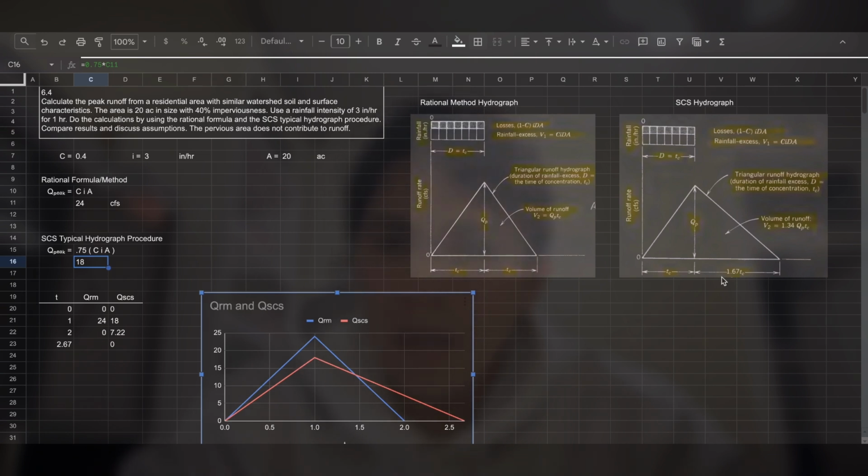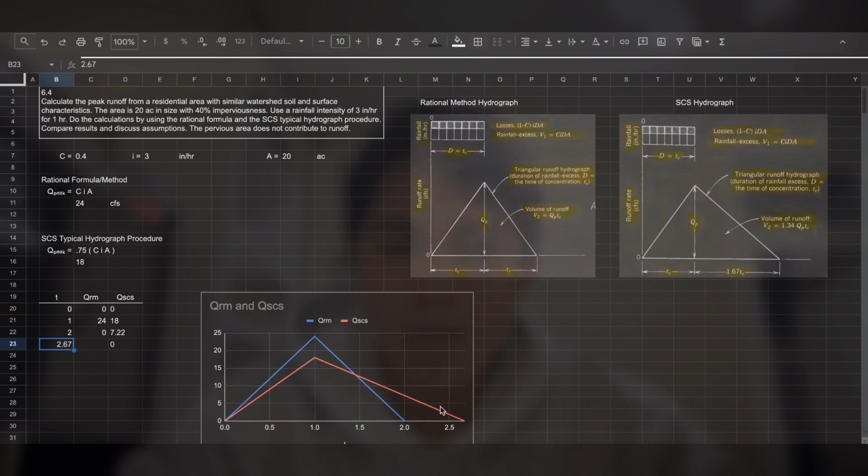Now, to determine how far out the falling limb is going to get when it gets to zero, we multiply 1.67 times the time of concentration, which in our case, remember, is equal to the duration of the rainfall. And the rainfall is 1 hour, so we need to multiply 1.67 times our duration.